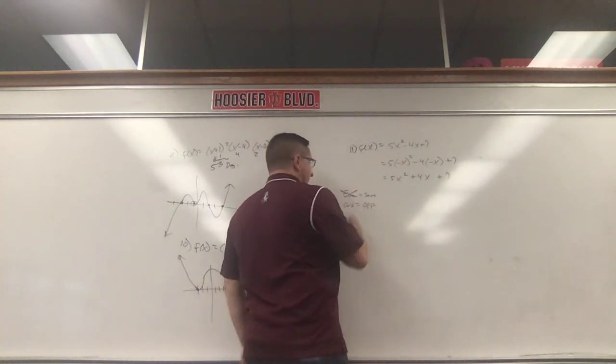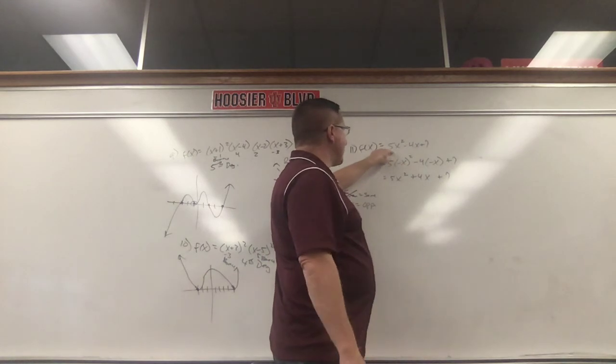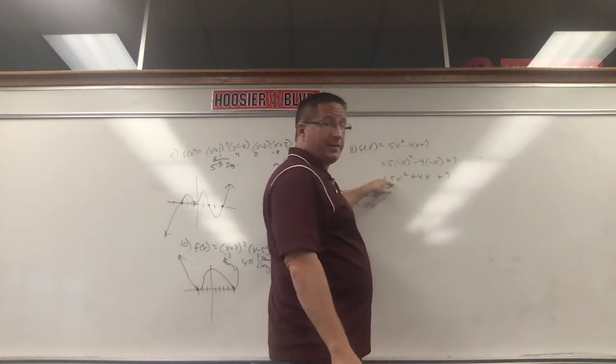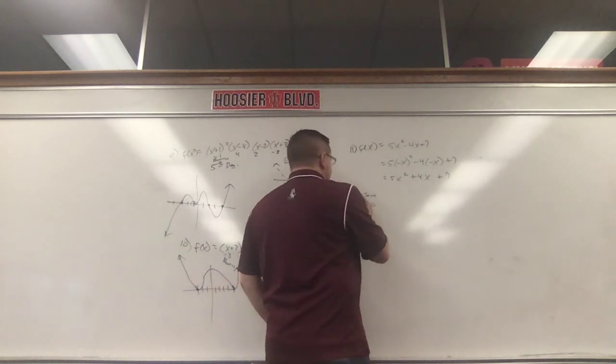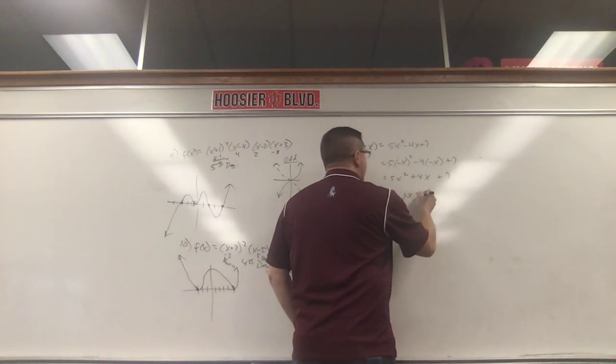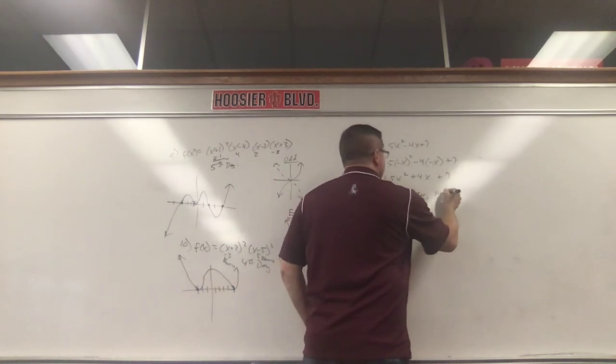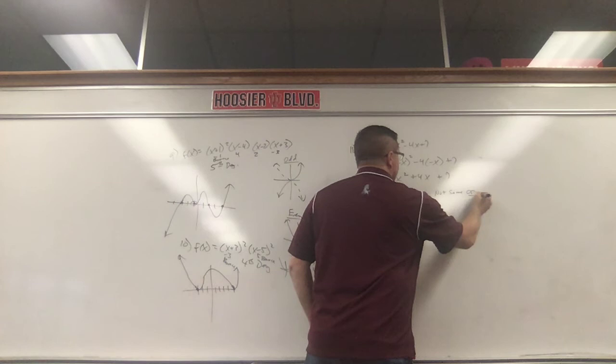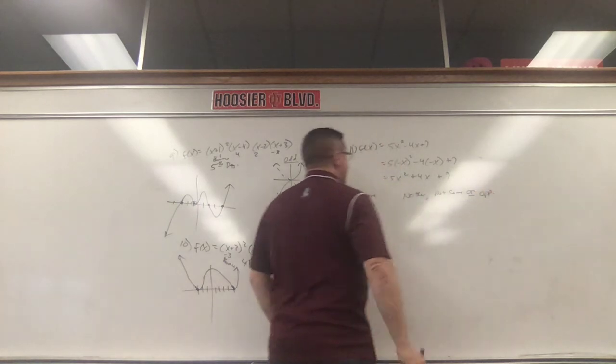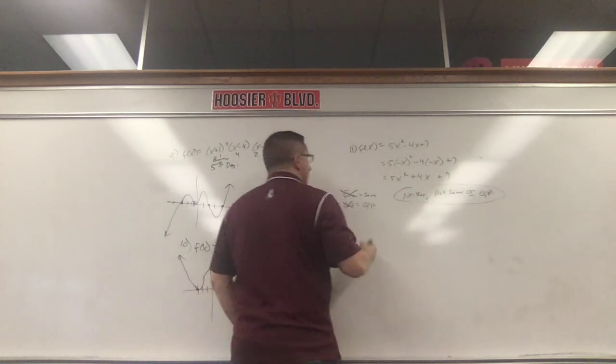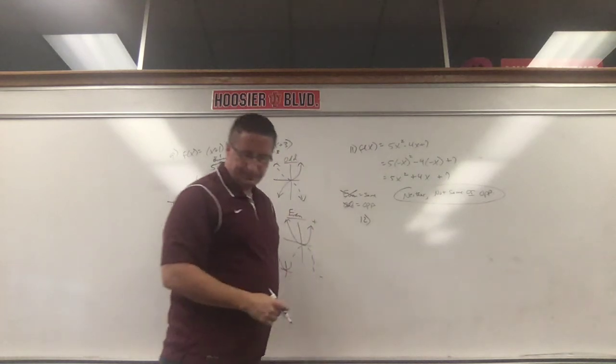It's not even on this one. Are they opposites? What's the opposite of positive 5x squared? Negative 5x squared. That's not what it is. So it's not odd either. So it's neither. Why? Because it's not the same or the opposite. That's your reason. Okay? Number 12, last one.